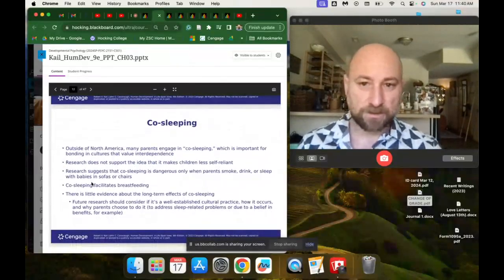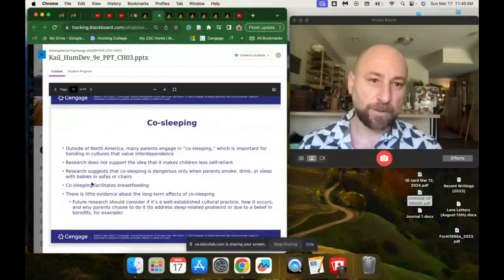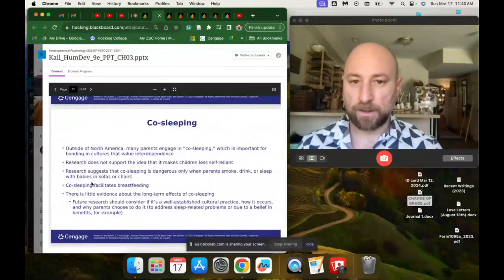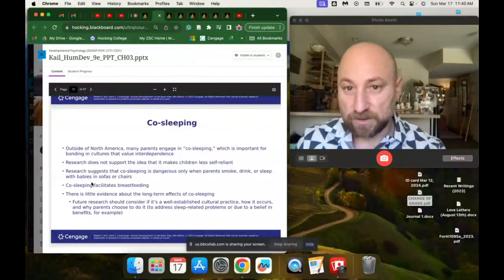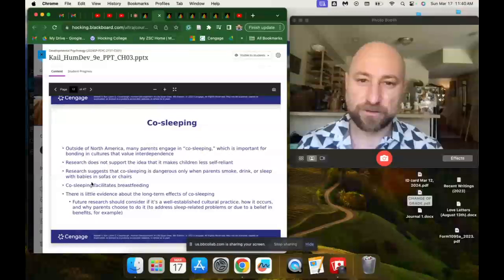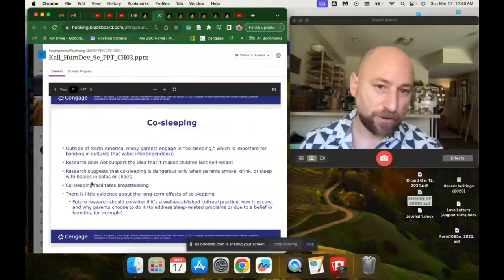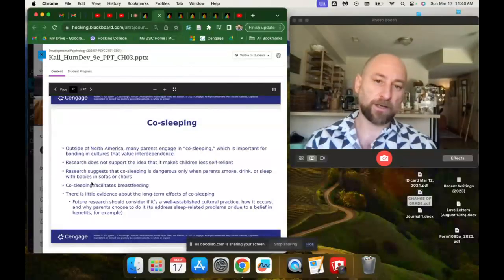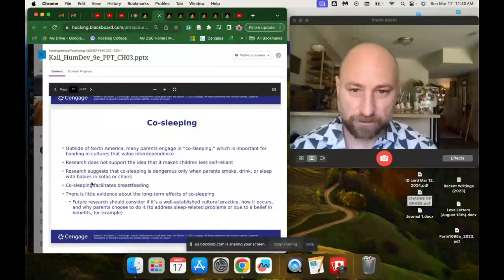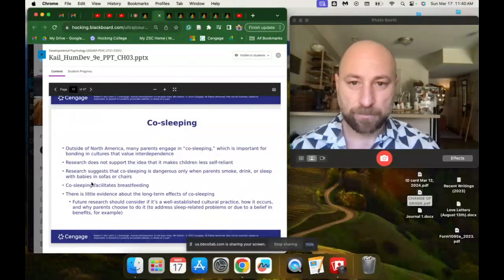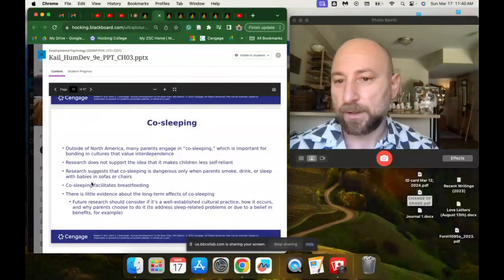Okay, co-sleeping. This is when a baby sleeps with the parents in the parents' bed. Really, this is how babies have slept for basically all of human history and in much of the world. Babies sleep with their parents. Putting a baby in a crib away from the parents is very unusual culturally. Very few cultures do it. Western culture is one of the few that does that.